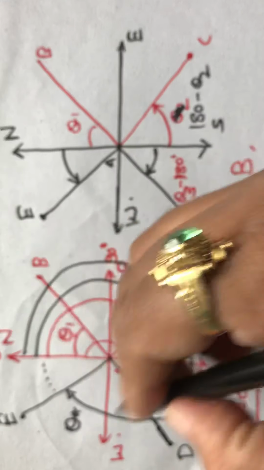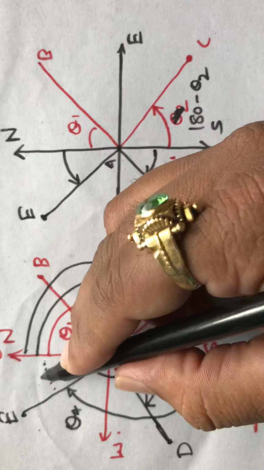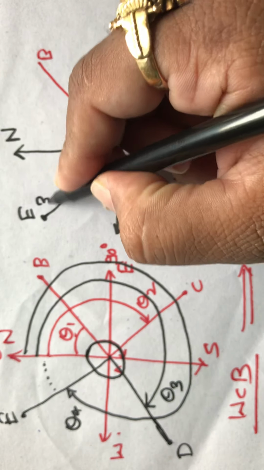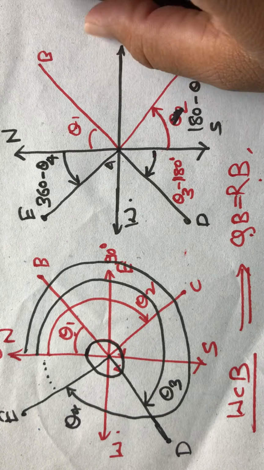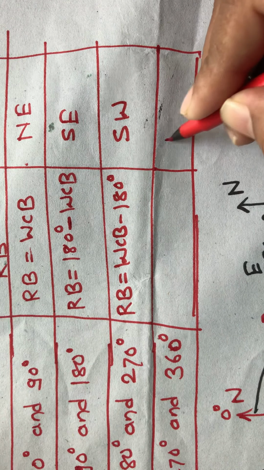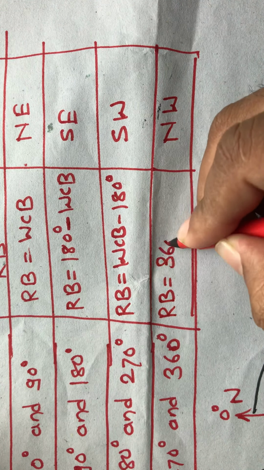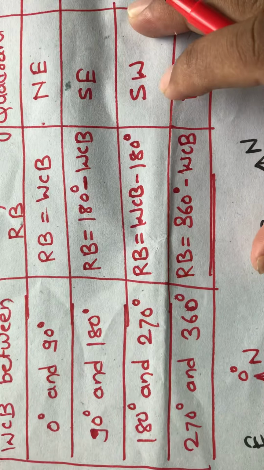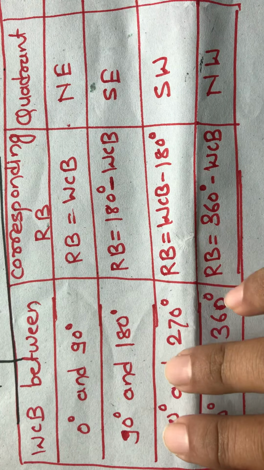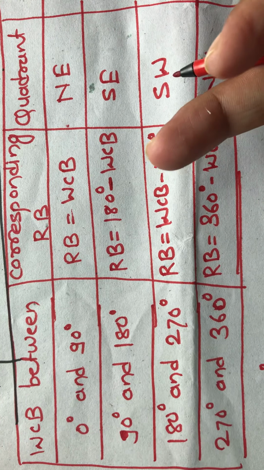Simple. The total is 360 degrees. 360 minus this theta 4 will give this small angle. So I will write here: in the northwest quadrant, reduced bearing equals 360 degrees minus whole circle bearing. This is the chart for converting whole circle bearing to reduced bearing. When we convert whole circle bearing into quadrantal bearing, it is called RB.